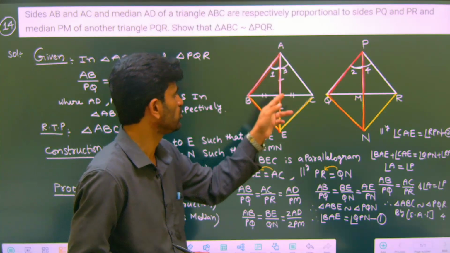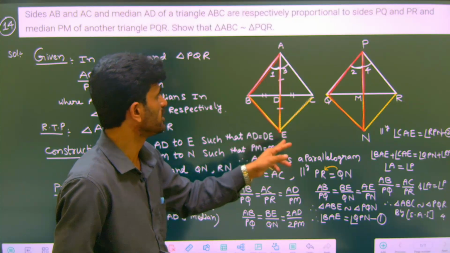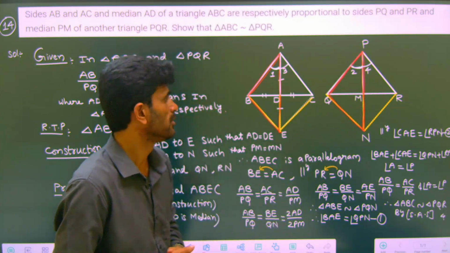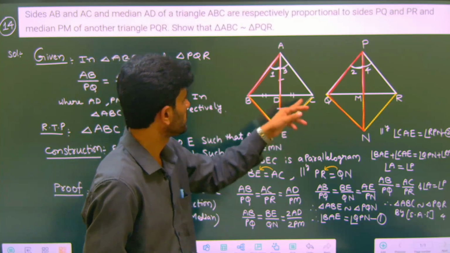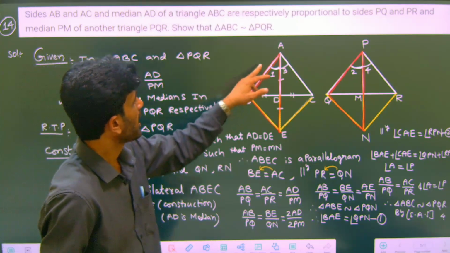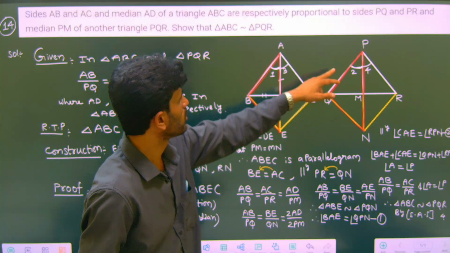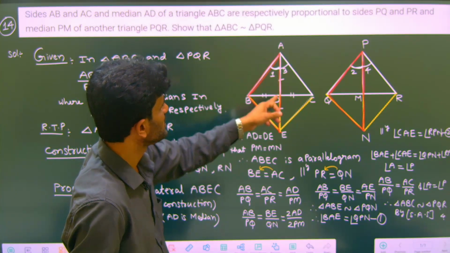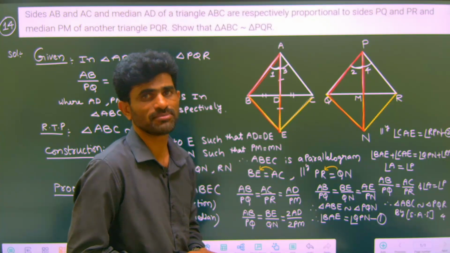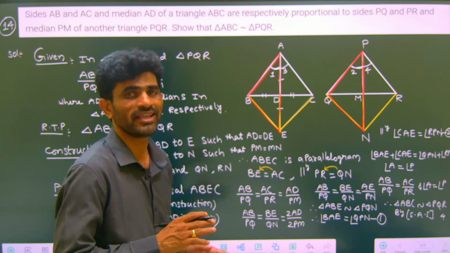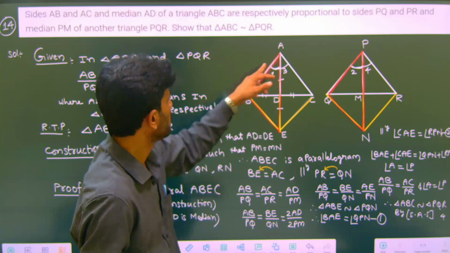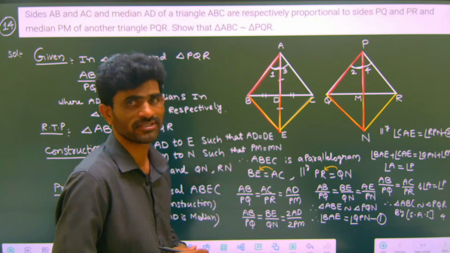For that, we did one construction. I extended AD to E such that AD is equal to DE, and PM to N such that PM is equal to MN. Then I joined BE, CE, QN, RN. That is our construction. Now ABEC is a parallelogram. How? Because AD is equal to DE by construction, and BD is equal to DC because AD is the median. In a quadrilateral, if diagonals bisect each other, it is a parallelogram. So ABEC is a parallelogram because the diagonals bisect each other.